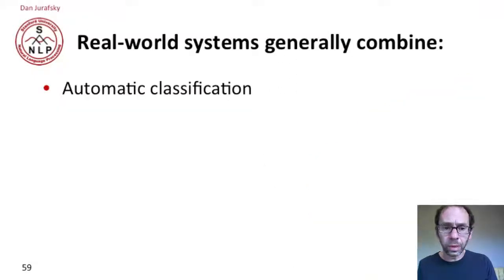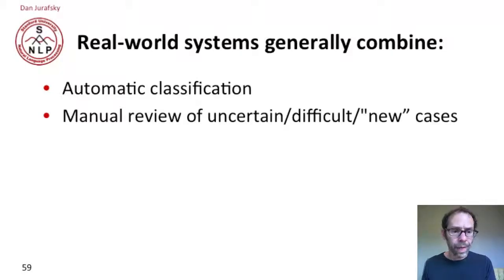So a real-world system in general will combine this kind of automatic classification, whether it's from rules or supervised machine learning, with manual review of uncertain or difficult or new cases.